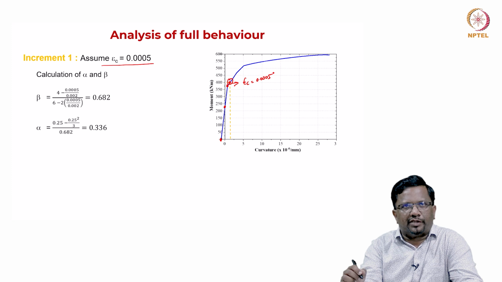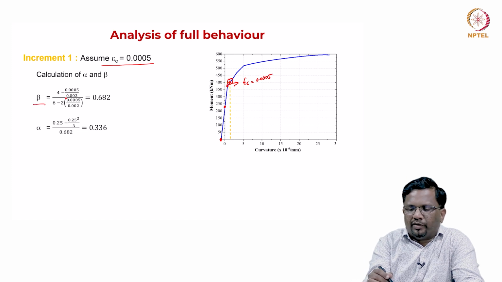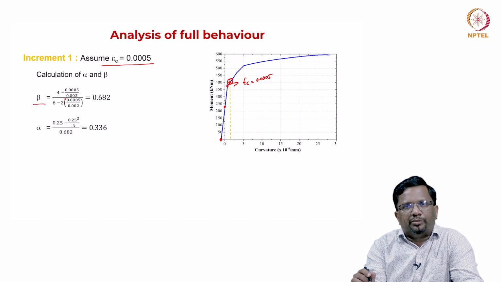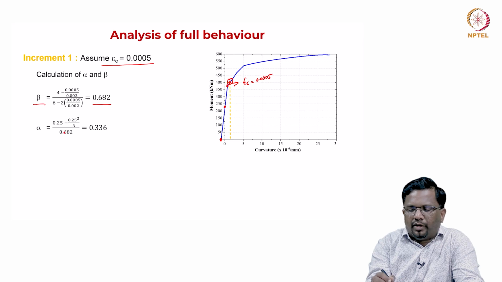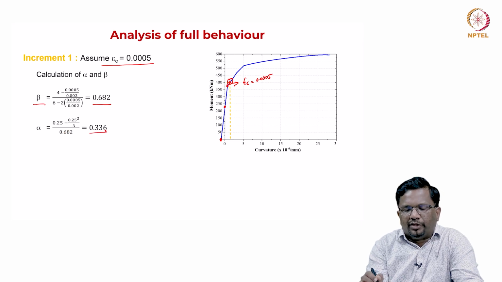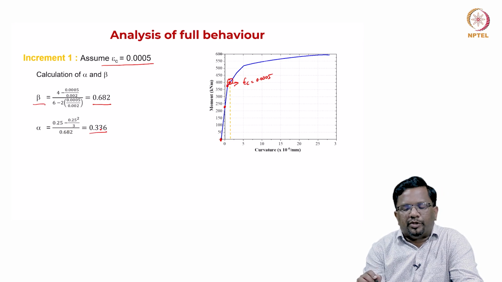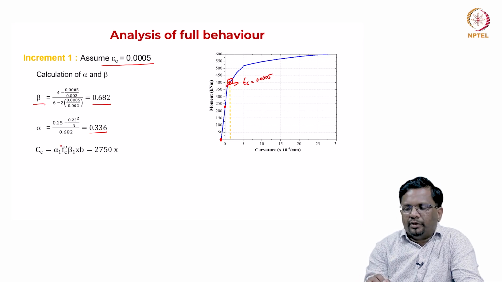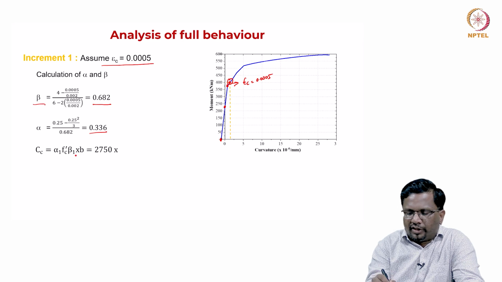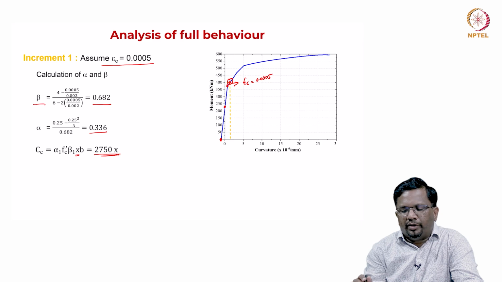Once epsilon c is fixed, I can get my beta, which is 4 minus epsilon c by epsilon prime c divided by 6 minus 2 into epsilon c by epsilon prime c, I get a value of 0.682, and alpha I know it is 0.336 again from the equation that we derived previously. And compression, once alpha and beta is known, and let us say that I do not know what is x, neutral axis depth. So, I am expressing this as an independent variable. So, I have expressed all the values that I put it, then I take this as 2750 x.